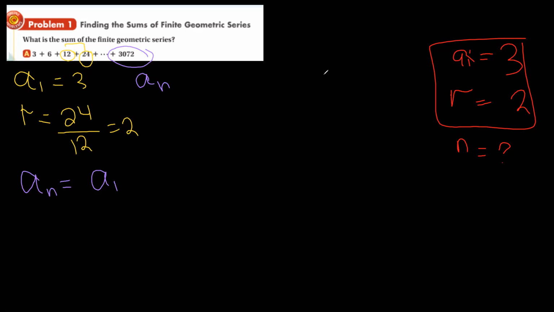So A sub n is A sub 1 times R raised to the power.